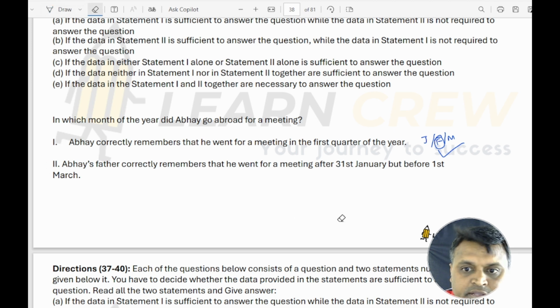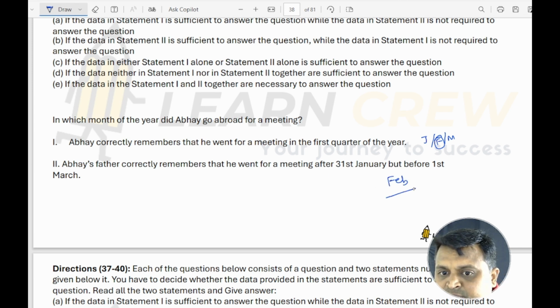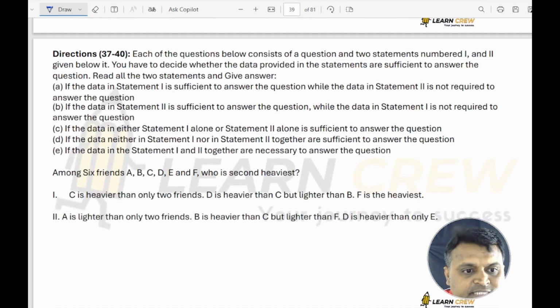Am I correct or not? Here in the first information, it can be January, February or March. But with the help of the second one, after 31st January, before 1st March, it is definitely the month of February. Only 2 is sufficient. 1 is not sufficient. So answer is only 2, means option B. Next. Among 6 friends A, B, C, D, E, F, who is the second heaviest?